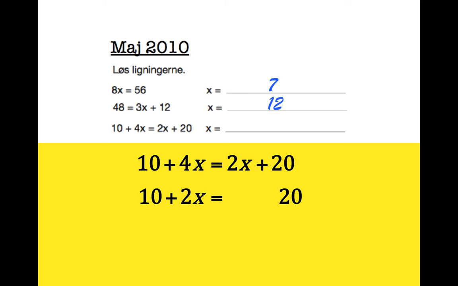Now we'd like the x bit on its own, so we want to get rid of the 10, so we take away 10 from both sides and get 2x equals 10, but we don't want to know what 2x's are, we want to know what 1x is on its own, so we divide everything by 2 both sides and we get x equals 5.